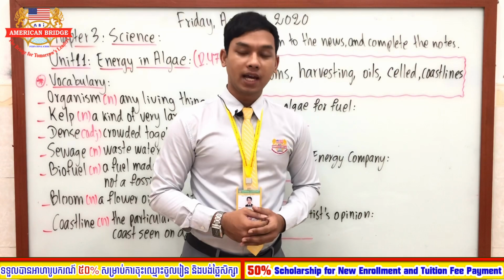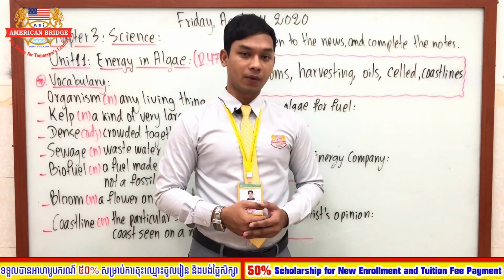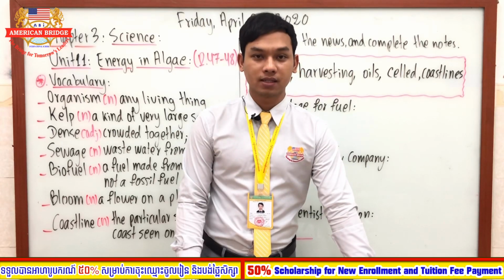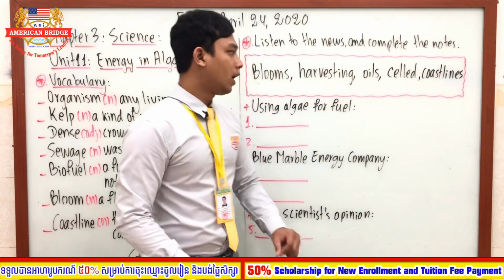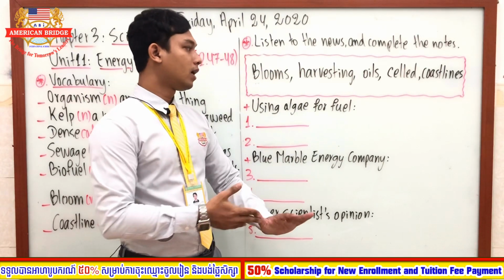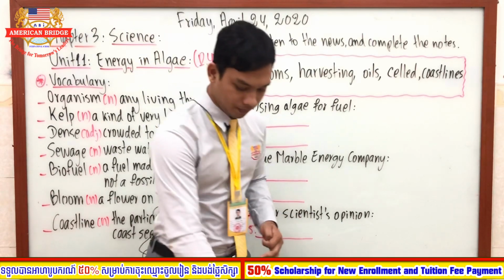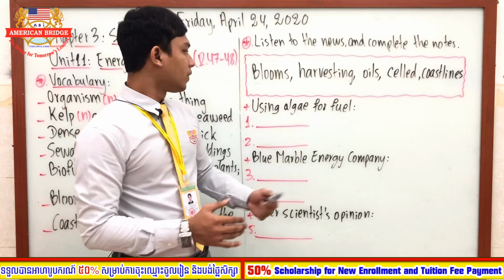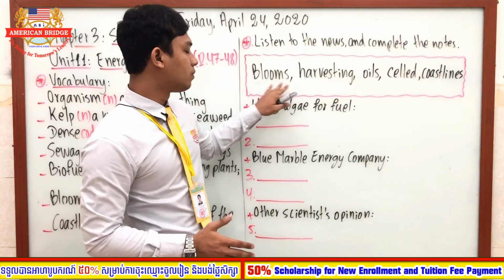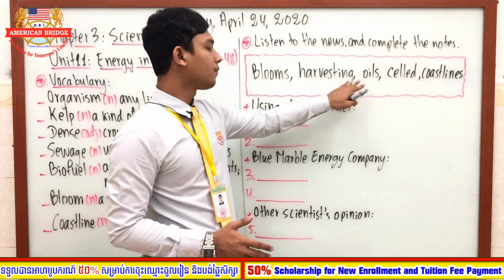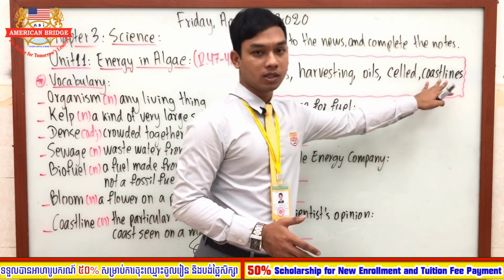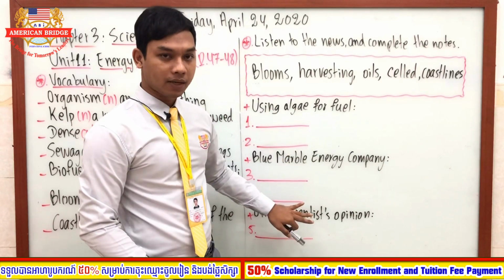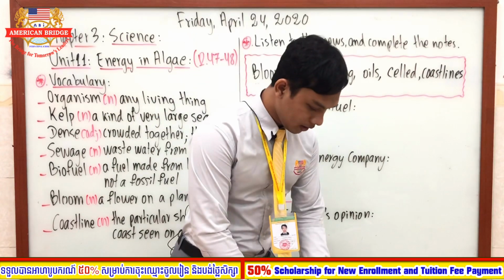Well, I believe that you guys have done your listening, right? And you also have completed all the blanks, right? Good. So now let's see all together. What are the answers of all of these blanks? So everyone, we have the word blooms, we have the word harvesting, oils, cell, and coastlines. So all of these words will be completed in all these blanks, right?